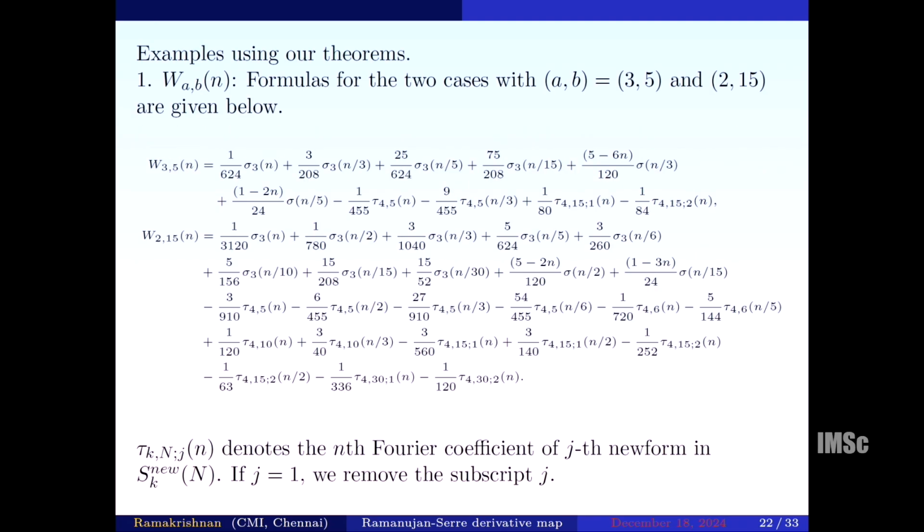Going fast. Examples using our theorem. When you take ab equal to 3, 5 or 215, this is the example from using our method. Then W_215 is this, where tau_{k,n,j} is nothing but the nth coefficient of a newform of level n, weight k, and if there is more than one newform, the subscript j will be there: 1, 2, 3. Otherwise, if there is only one unique newform, there is no subscript. Here there is only one newform of level 5, weight 4, therefore tau_{4,5}. For level 15, weight 4, there are two newforms, therefore 1, 2 is mentioned.